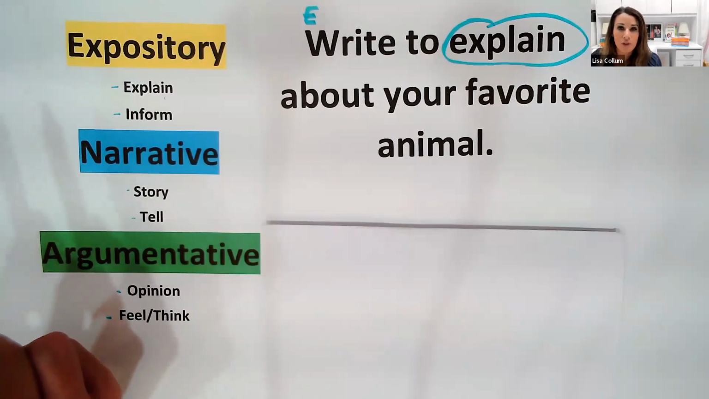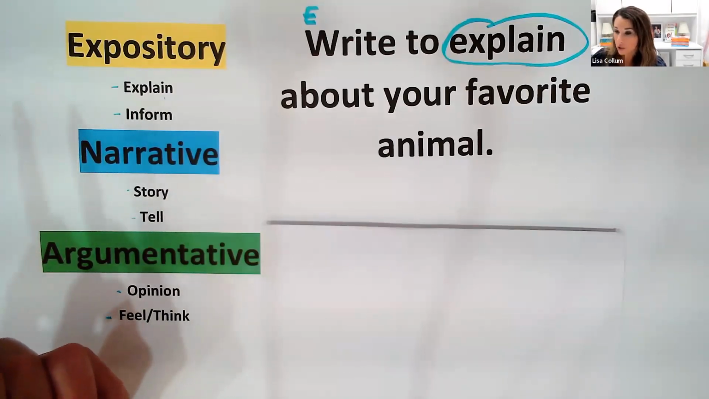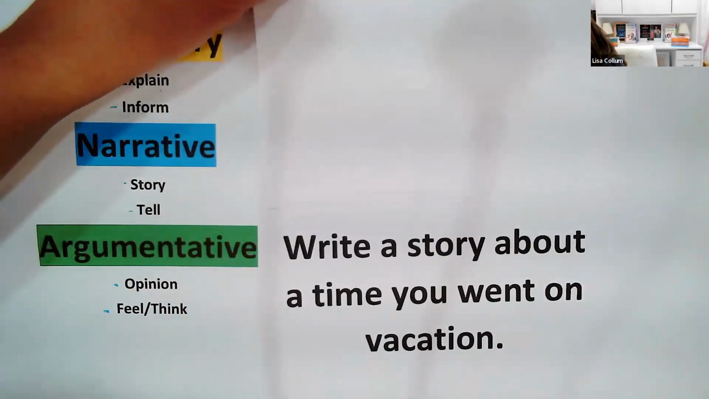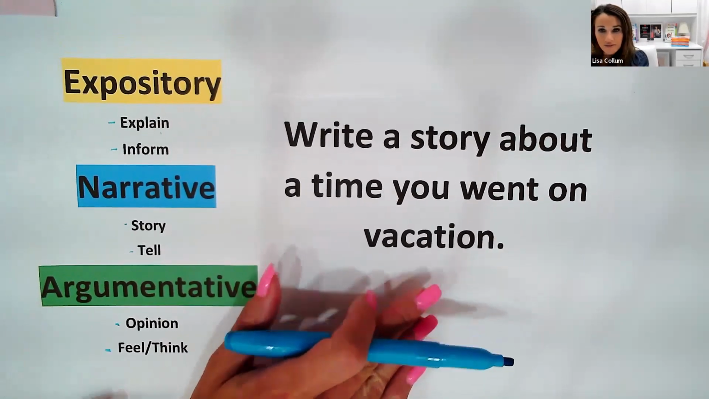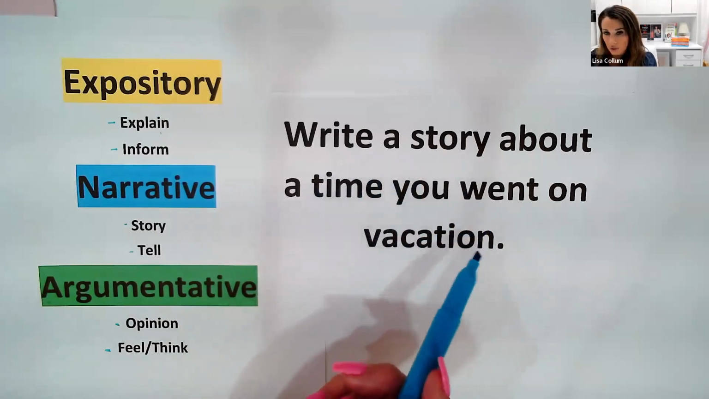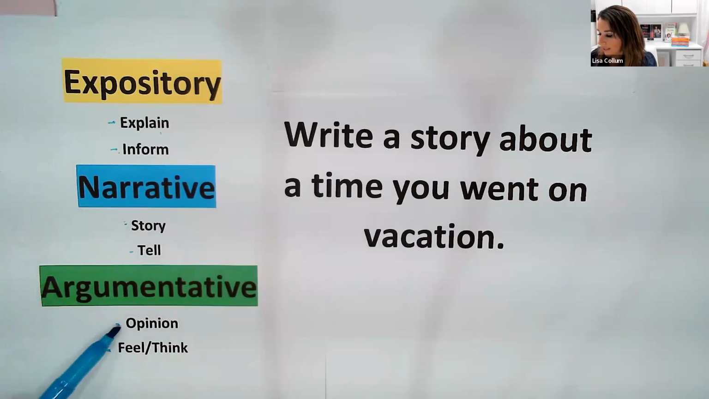It's really important when you're writing an essay that you know exactly what the prompt is asking you to write about. We know we're explaining. Let's look at another prompt. Write a story about a time you went on vacation. I'll give you a few seconds to see which keyword you see in this prompt. Which keyword is it? Explain, inform, story, tell, opinion, feel, or think? Which keyword do you see?